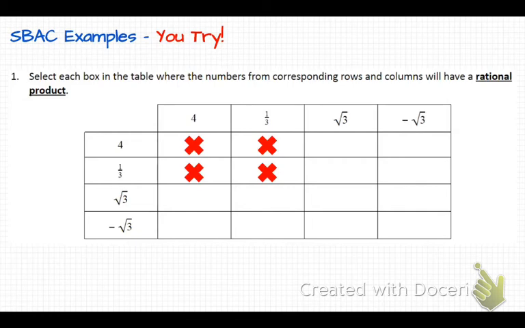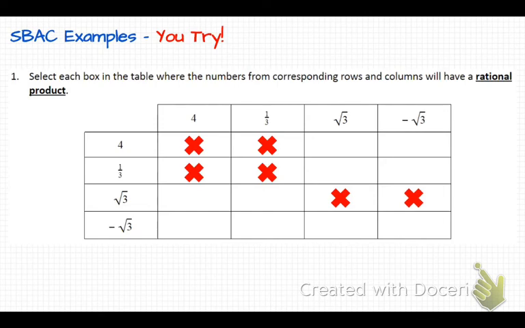What about radical 3 times 4? Radical 3 times 1/3? What about radical 3 times radical 3? Why? Because we get radical 9, which simplifies to 3. That's what I heard. Okay. What about radical 3 times negative radical 3? That one is also rational. Okay. Because root 3 times root 3 is still 3, but now it's negative 3 because I put a negative sign on it. Is that one okay? I saw some of you missing that one.